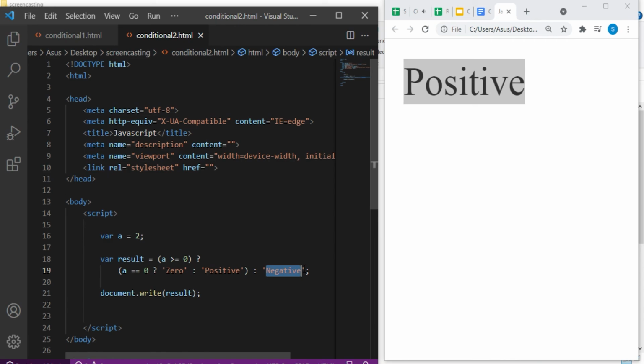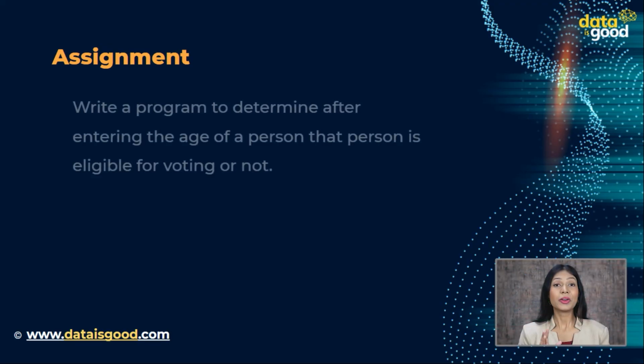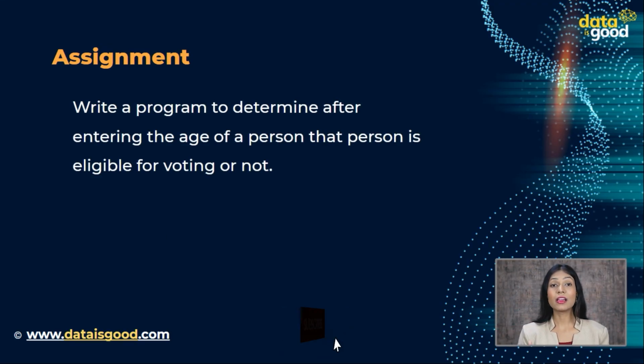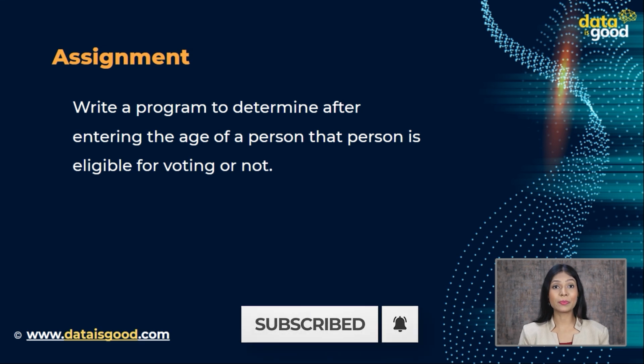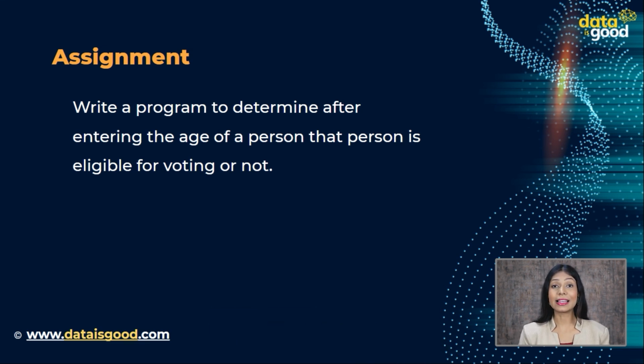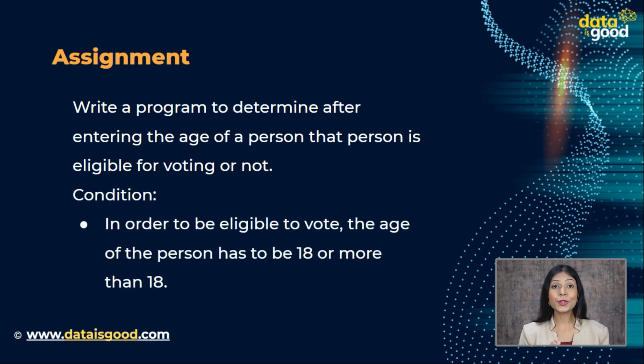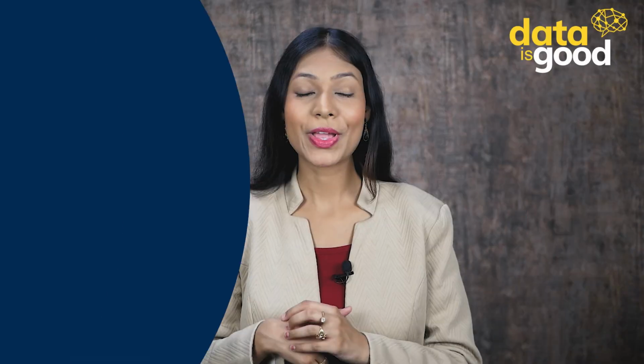Now here is an interesting assignment for you. Write a program to determine, after entering the age of a person, whether that person is eligible for voting or not. Condition: in order to be eligible to vote, the age of the person has to be 18 or more than 18. On that note, guys, the operator concept in JavaScript is actually over. I hope now you have a better understanding of operators.